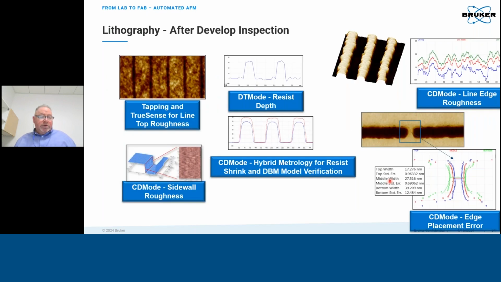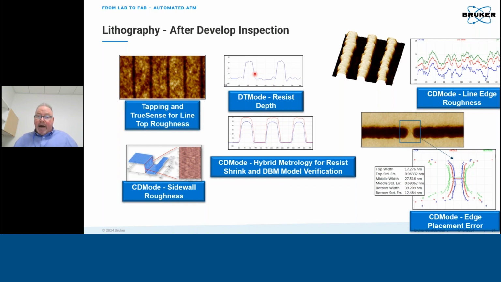Getting into some of the other modules, starting off with lithography. After develop inspection, the different modes that are available on the AFP platform find a lot of uses in the lithography module. Tapping and TrueSense are used for line top roughness, which is a metric that can be used for lithography fidelity. Sidewall roughness has always been a very important metric in lithography, especially looking for standing waves. This is where CD mode can come in and play a critical role in measuring the roughness on the sidewalls.